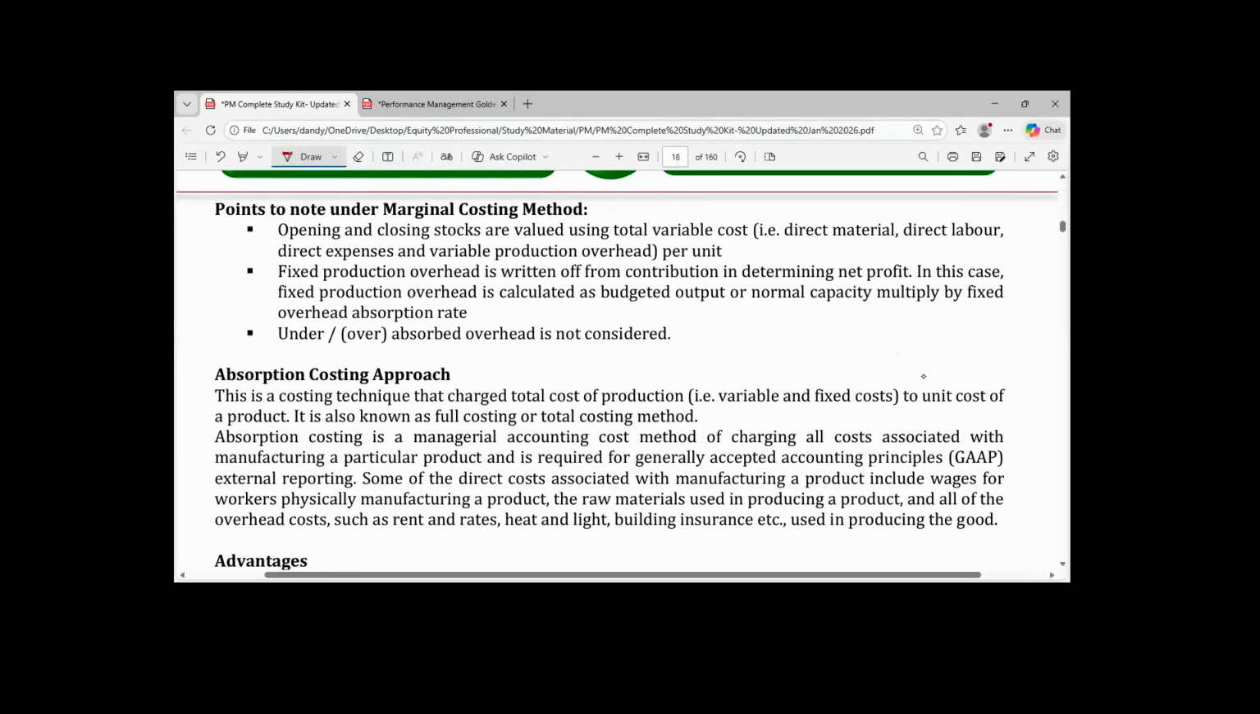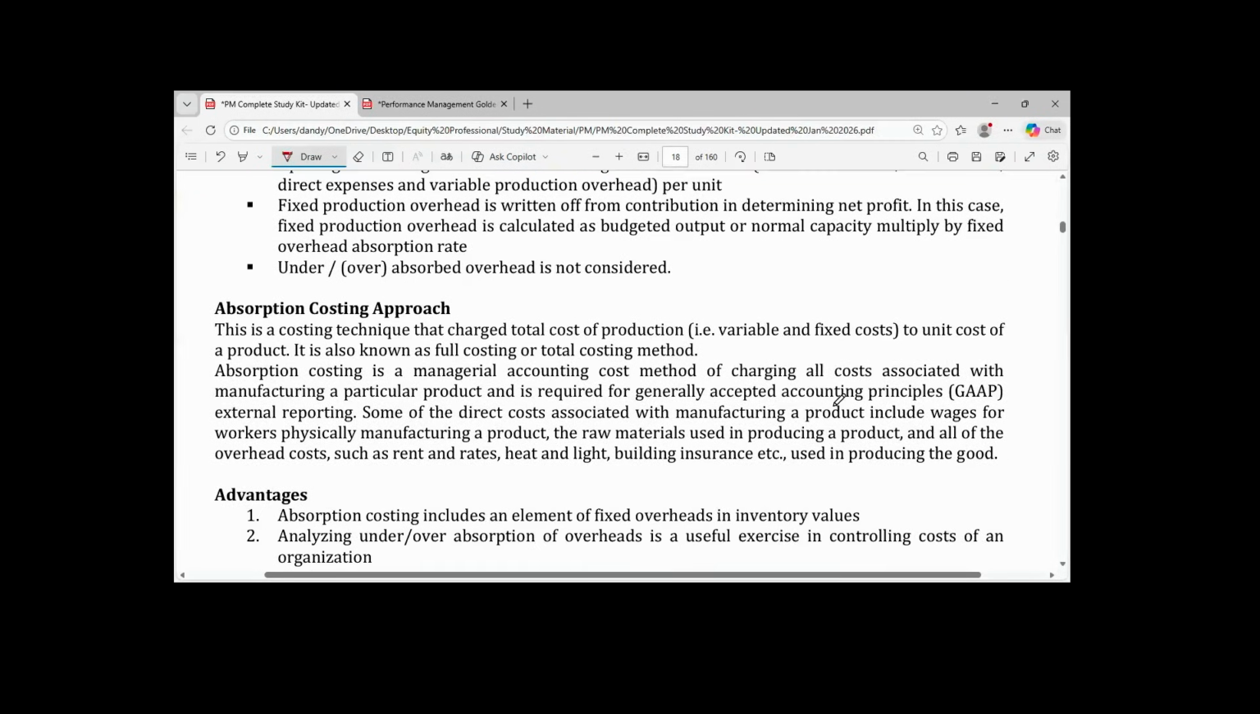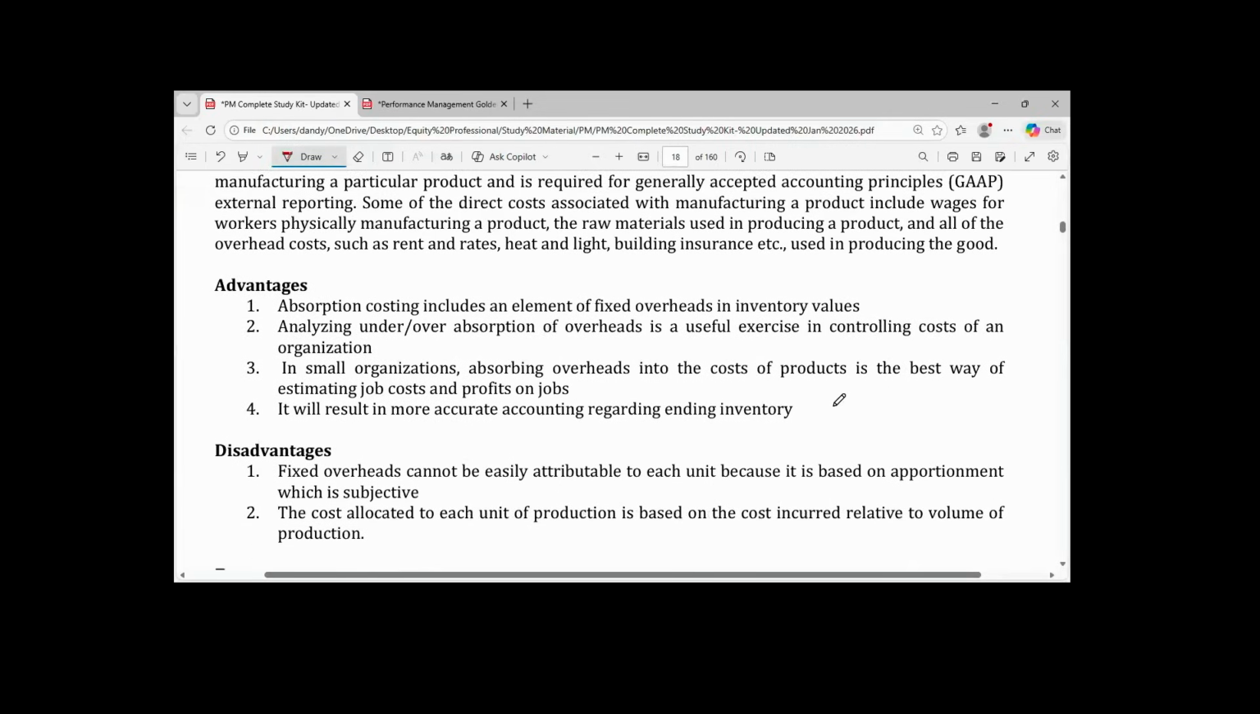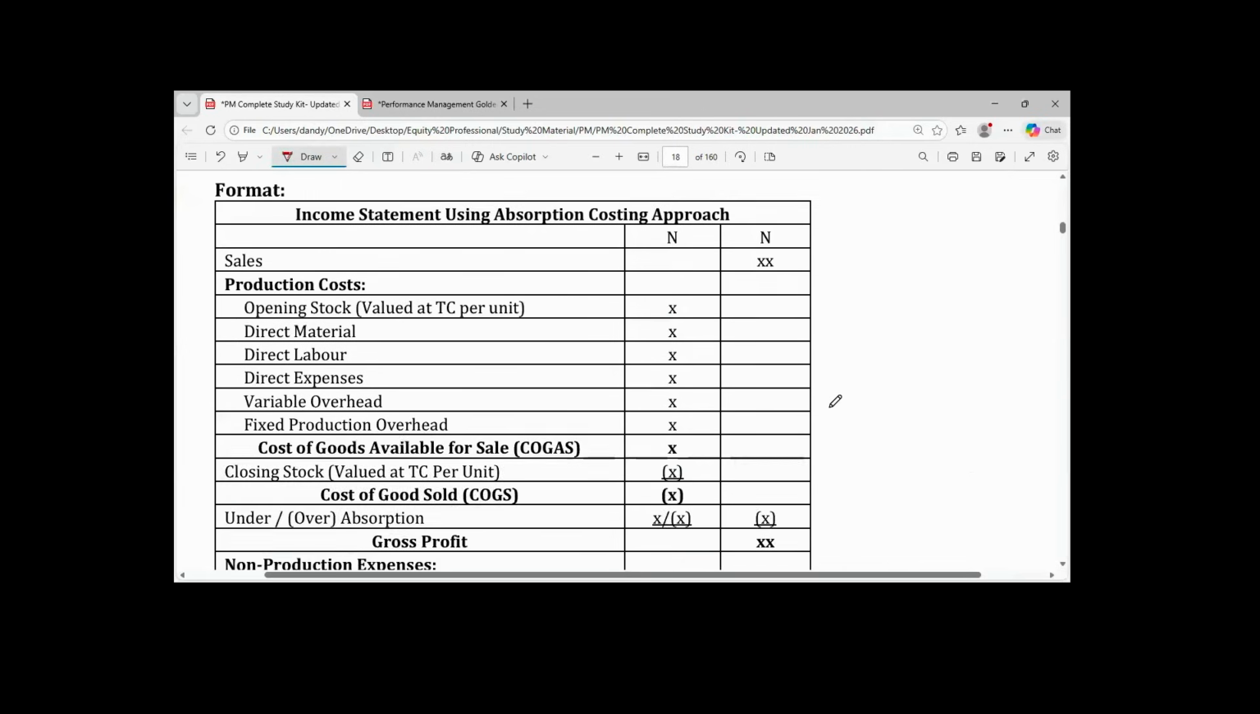Then I explained the format that you can use to prepare your income statement using the absorption costing method. Then we talked about the reconciliation statement. Why do you need a reconciliation statement? Because the income statements prepared using the marginal and absorption costing approaches will not produce the same results. The net profit or loss under each technique will be different. What is causing the difference is what the reconciliation statement explains.